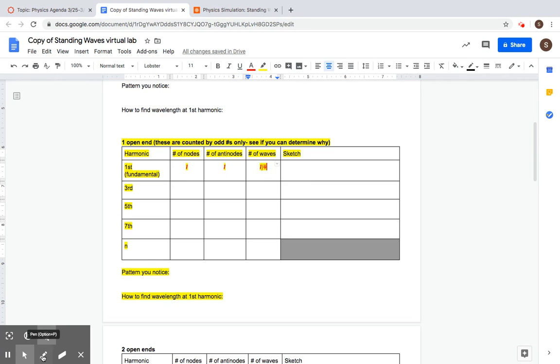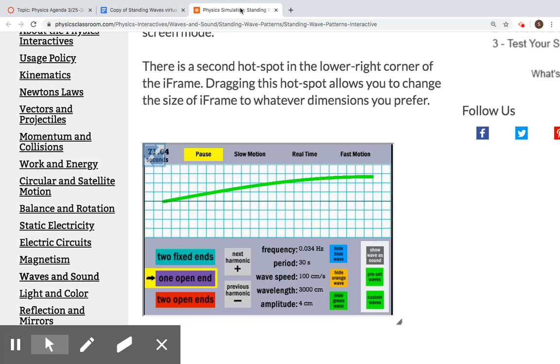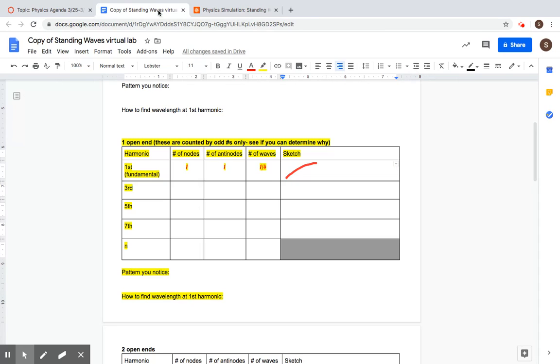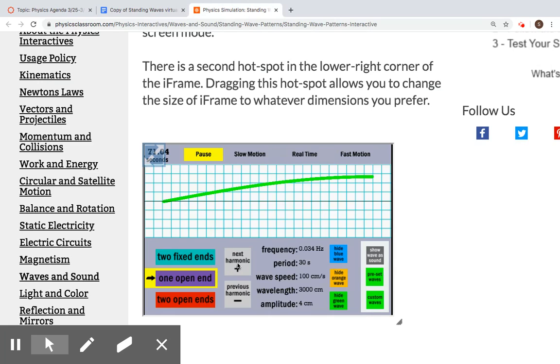So let me add my sketch here. I'm going to draw that wave, and then I want to also add, because this is going to be important for your Flipgrid, the wavelength. I'm going to convert my centimeters to meters, 2 decimal places to the left, which gives me a wavelength equal to 30 meters.